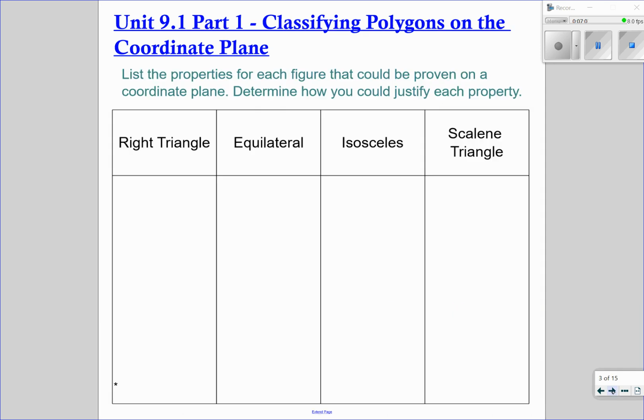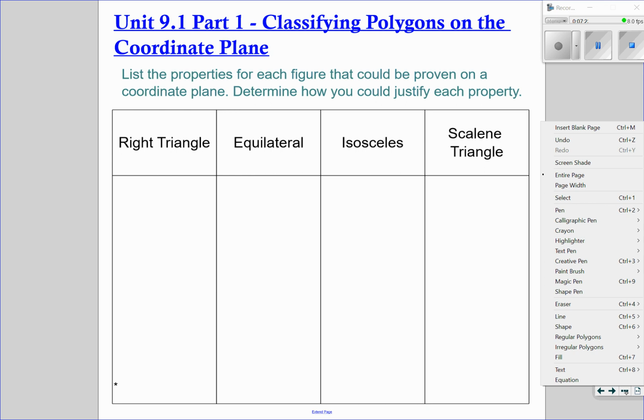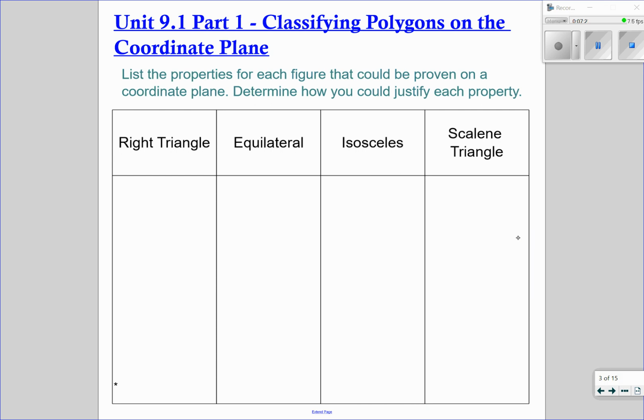But as we keep moving, let's go ahead and review the properties that we have for our shapes, because we're going to have to put these shapes onto the coordinate plane. Once we put these shapes on the coordinate plane, we're then going to have to be able to classify them by their properties. So let's just do a quick review. Go ahead and make a chart on your paper. Let's just do a quick review of the properties that we would need to show and how we could actually show them.